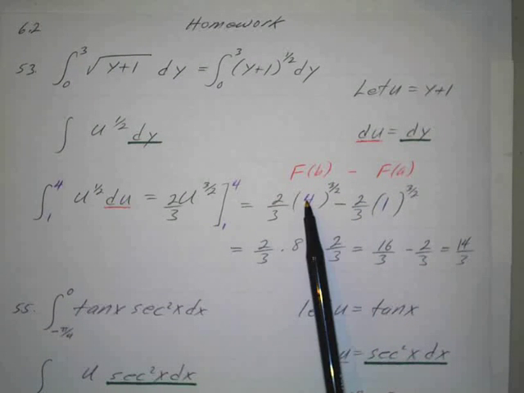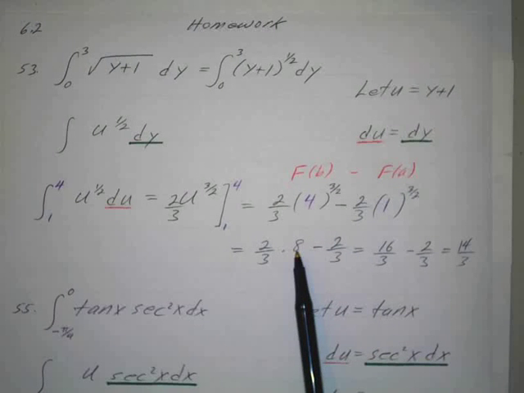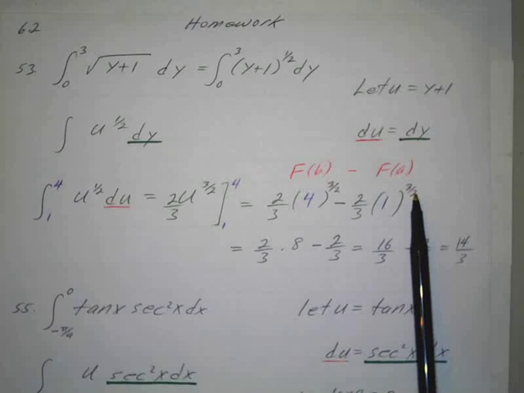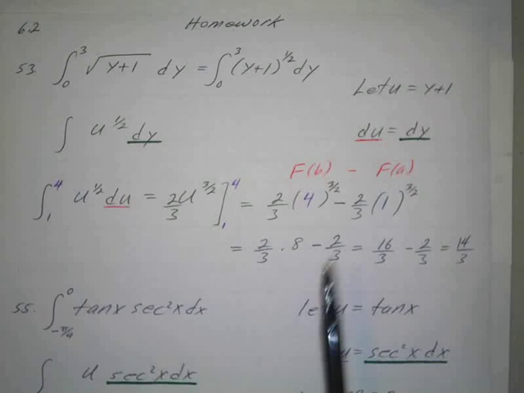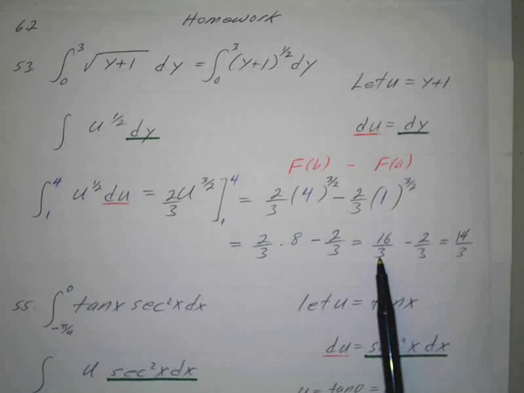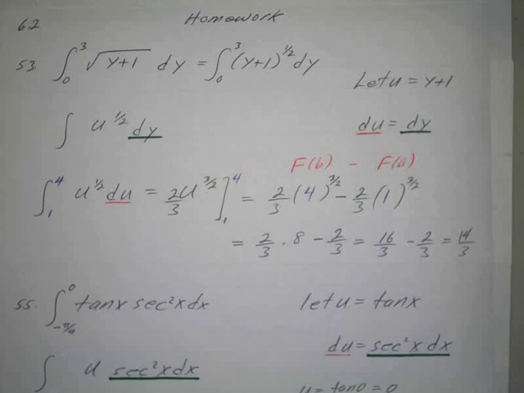Now the square root of 4 is 2, 2 cubed is 8, so that's going to be 2/3 of 8, minus, and then this is just going to be 1 to the 3/2, which is just 1. It's going to be minus 2/3. 2 times 8 is 16, so it's going to be 16/3 minus 2/3, which is 14/3. And you're done.